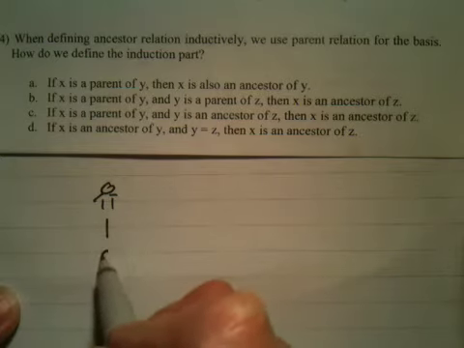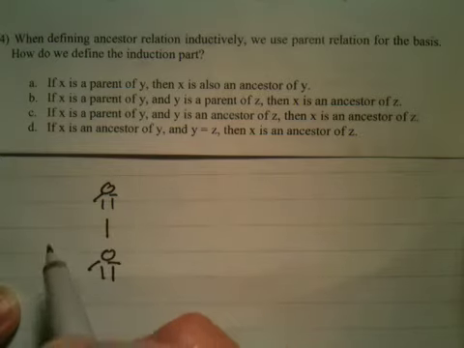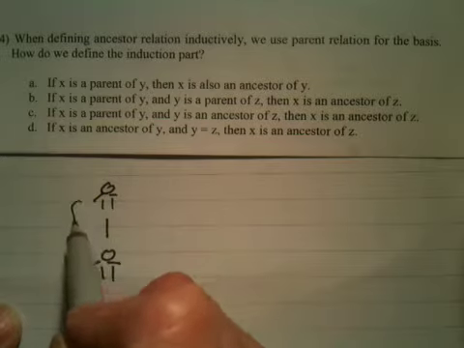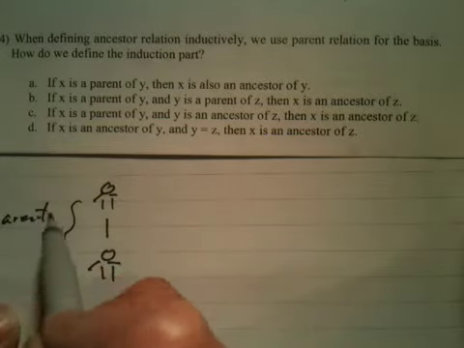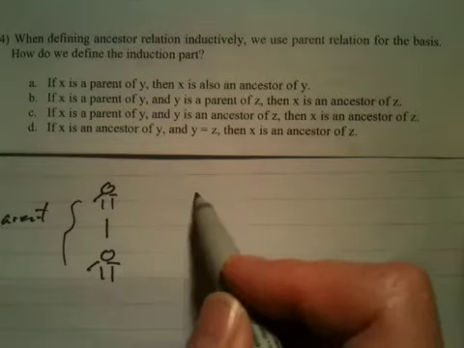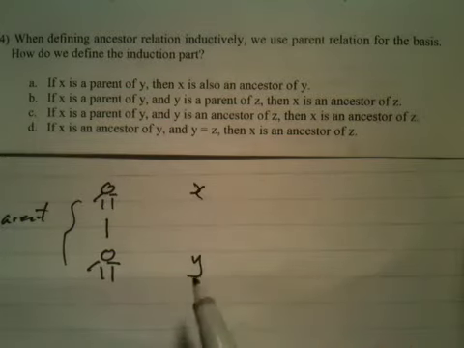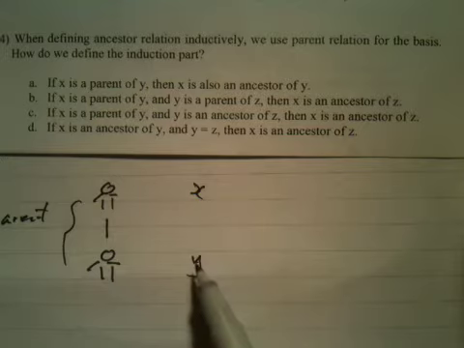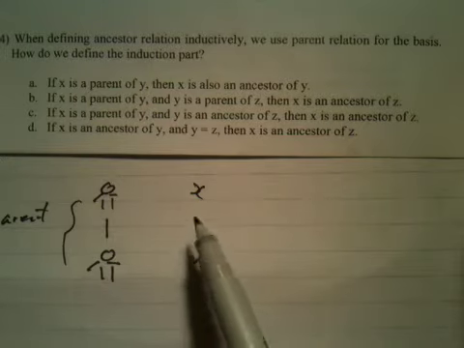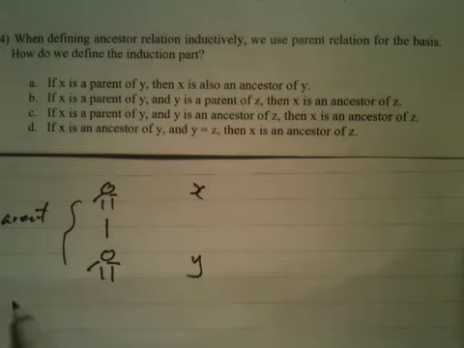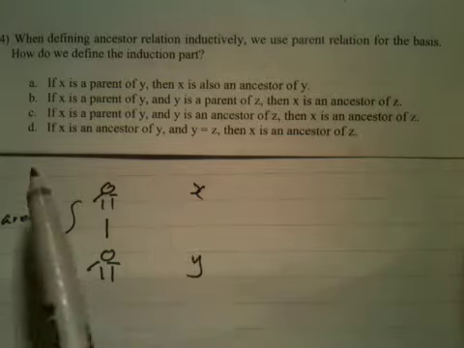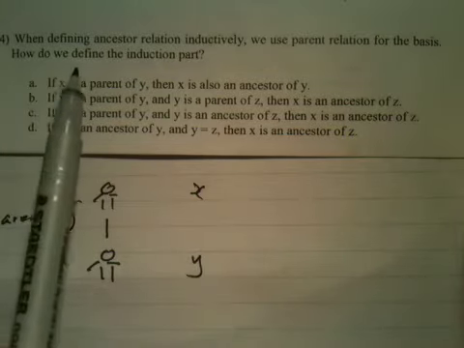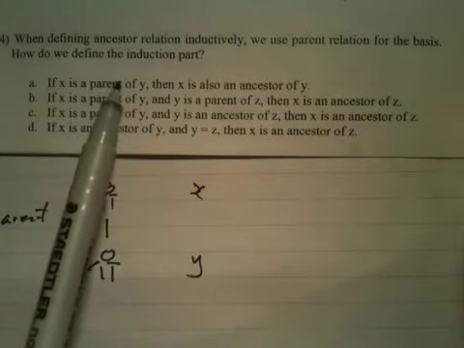So if somebody is another person's parent, we know in the family tree, let's call these persons X and Y, and X would be Y's ancestor, the first generation of ancestor. That is simply the case for ancestor. We use that as the basis. Now, the question is how do we define the induction part?